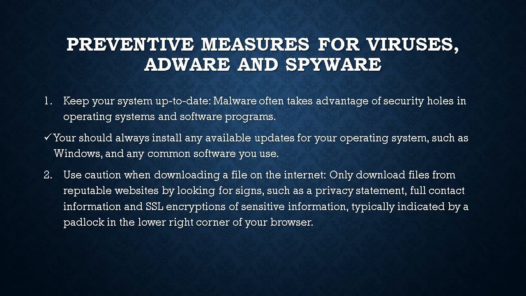Now, when you try to download a file, look for signs such as a privacy statement. Check whether there is any privacy statement, whether there is full contact information about the website, and whether the website uses HTTPS, that is Hypertext Transfer Protocol Secure, that is SSL encryption of sensitive information. Now, SSL encryption is typically indicated by a padlock sign in the lower right corner of your browser.